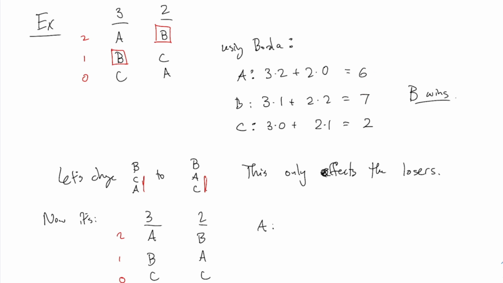So A this time gets 3 times 2 plus 2 times 1, which is 8 now. B didn't move at all, so B gets the same amount of points, 3 times 1 plus 2 times 2, which is 7. And C now gets 0 points, 3 times 0 plus 2 times 0, which is 0. Anyway, now A is the winner.